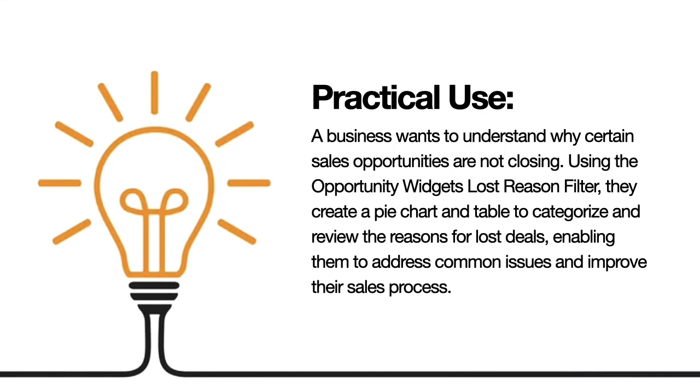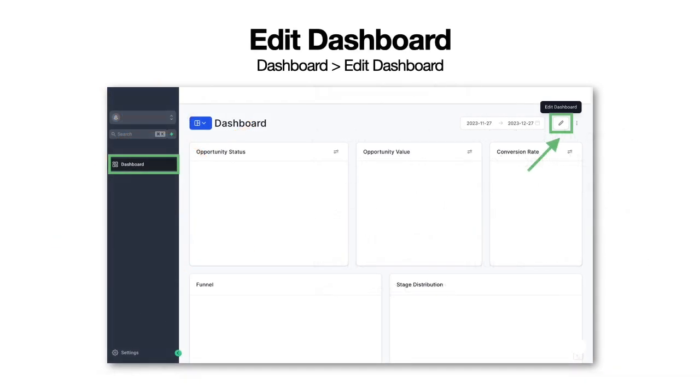As far as practical use goes, now your business can understand why certain sales opportunities are not closing. And you can do this using the Opportunity Widgets Lost Reason filter. Now, you can create a pie chart and table to categorize and review the reasons for lost deals, enabling you to address common issues and improve your sales process. Let me show you exactly where this is.